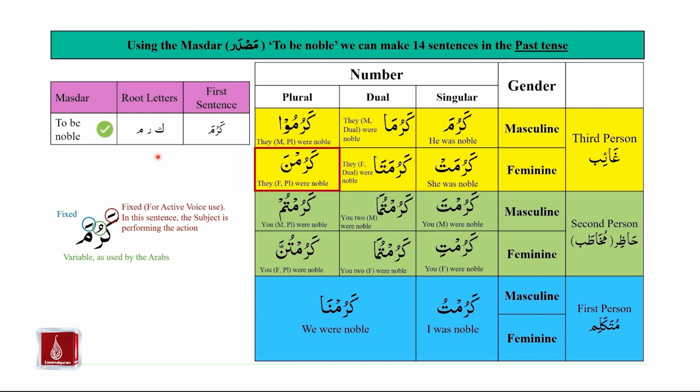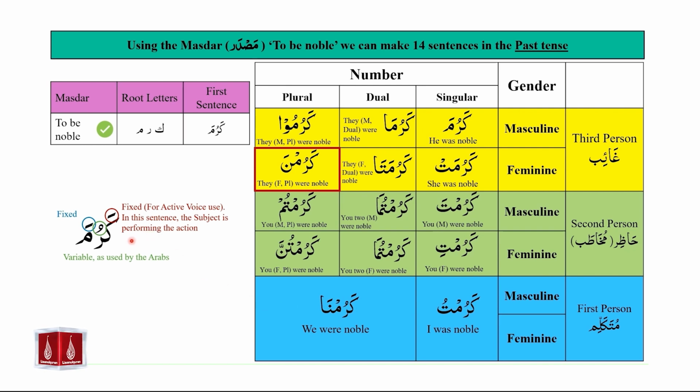Now we will study the third pattern of root letters, and the example of masdar that we have is to be noble. The root letters are kaf, ra and mim, and the first jumla fi'liya is karuma. Karuma means he was noble.